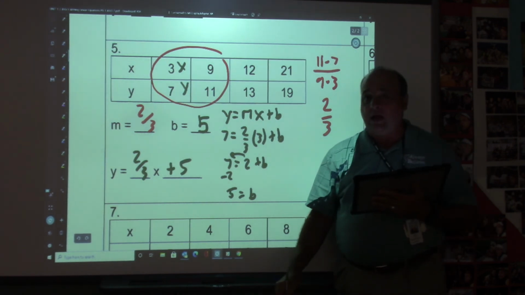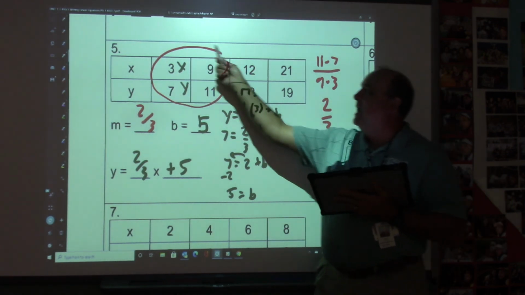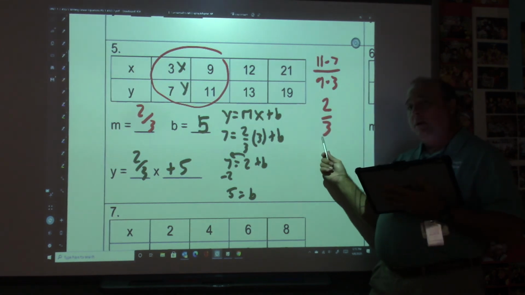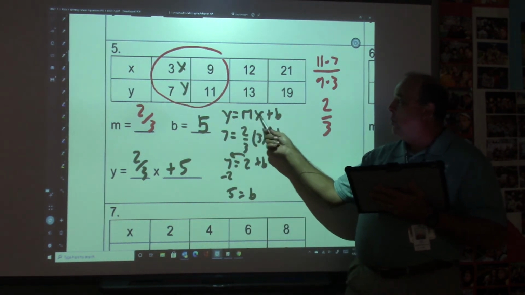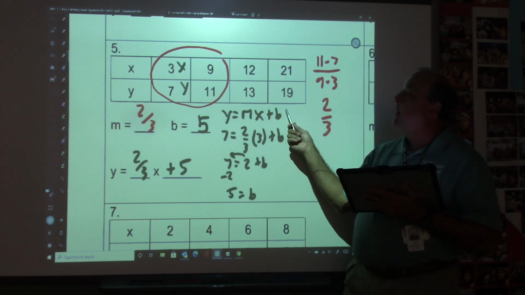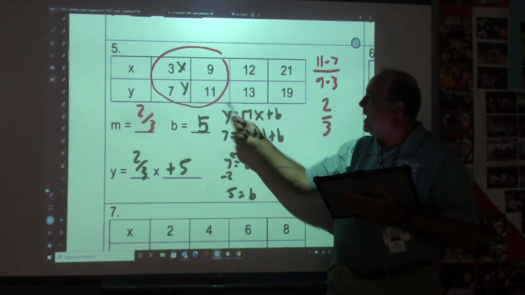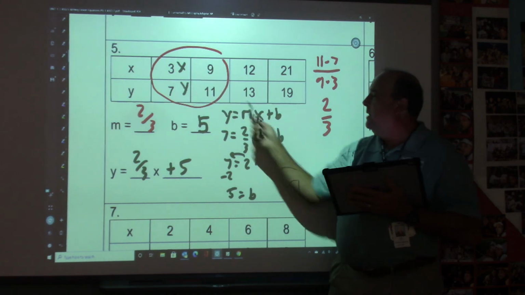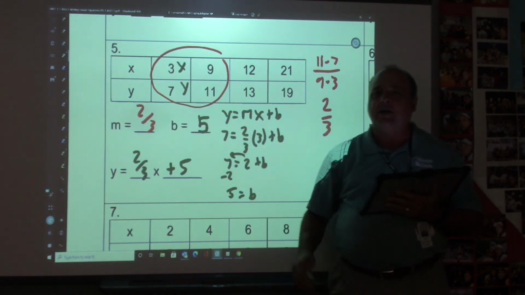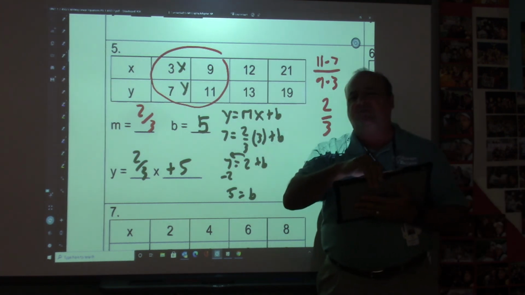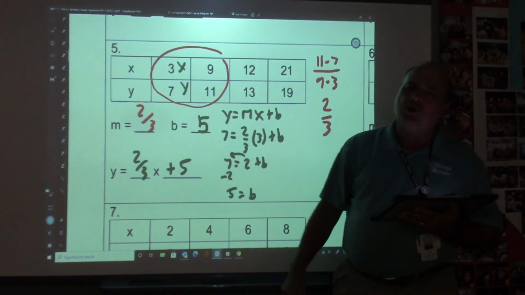Piece of cake. So step 1, pick any 2 points, get the slope. Step 2, pick an x and a y. Step 3 is to write down y equals mx plus b. Step 4, replace the y, the m, and the x, and then solve for b. And then you write your equation. Bam! That's so much fun. You're going to have a blast doing this.